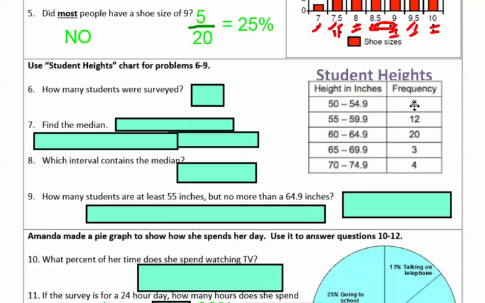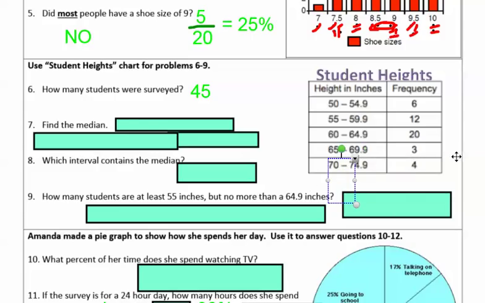All right, so we have 6 students who are 50 to 54.9 inches. 12 students are this, and so on. We've got 4 students who are 70 to 74.9 inches. Now, if we want to know how many total students were surveyed, we would add up the frequencies. So we would need to figure out our total. Our total would be the 6 plus 12 plus 20 plus 3 plus 4. What do we get for our total, folks? Yeah, 45 students were surveyed.